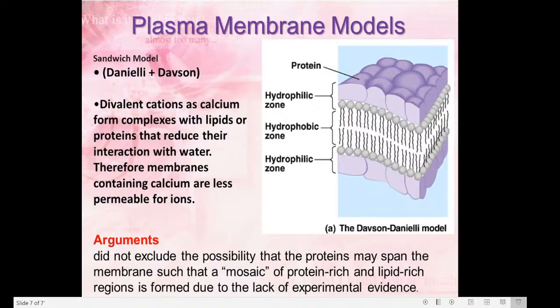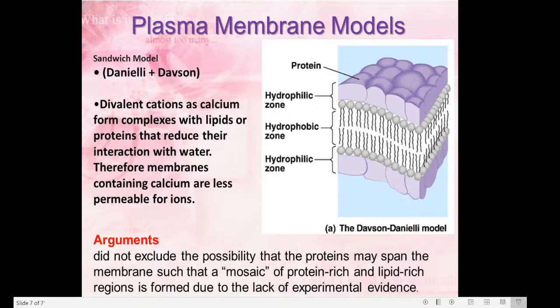In the earlier stage, researchers explained the protein structure of the plasma membrane with models. There are two types: one is the sandwich model, also called the Danielli plus Davson model, and another is the fluid mosaic model. I am including this because model-based questions have been asked nearly four or five times in previous year questions.